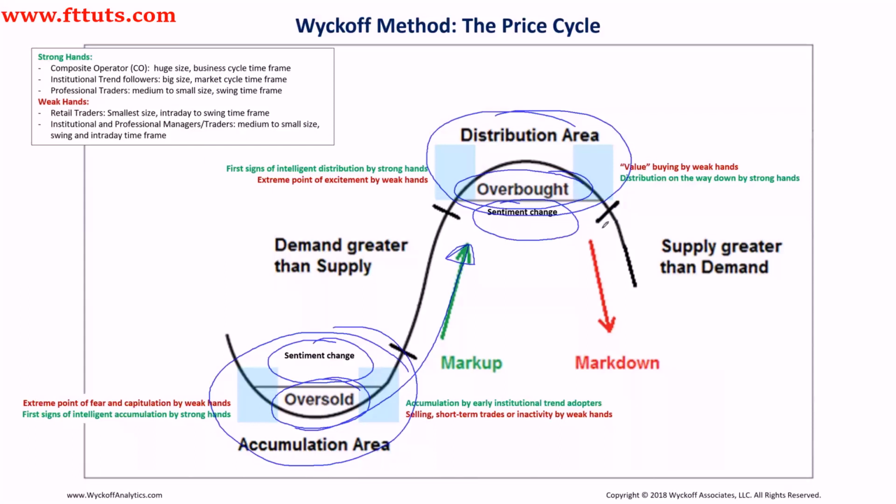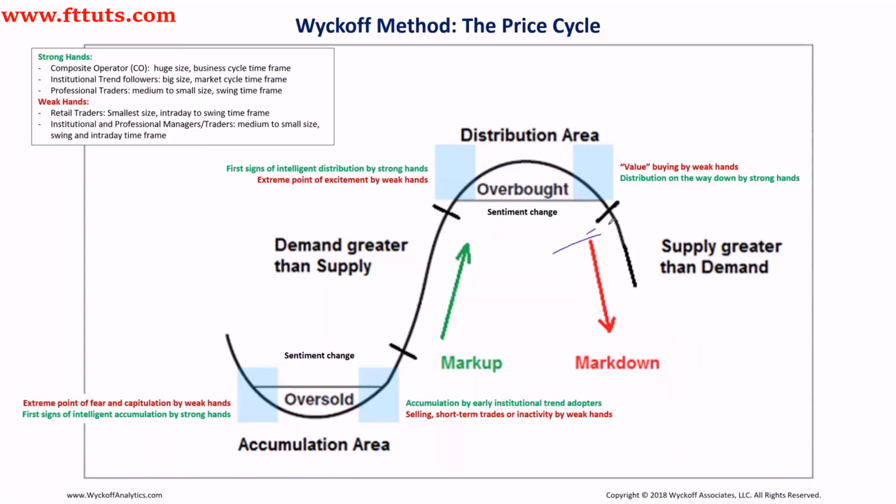And then as this distribution happens, that starts the markdown, a downtrend where on the way down, we're going to see different groups capitulate at different points. And we'll talk about that as well in more detail later on in the course. Now, each group is going to have specific emotional or psychological characteristics, and they behave in a specific way.